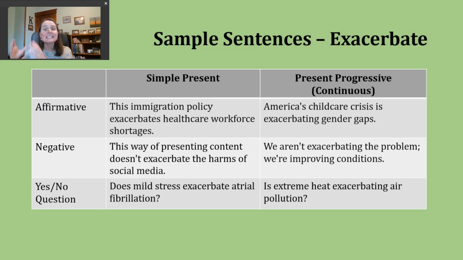So if the subject is I, you want to use am, and then that ing form the verb. If the subject is you, we, or they, use are, A-R-E, and then the ing form of the verb. Finally, if your subject is he, she, or it, use is, and then that ing form the verb. Here's another example. America's childcare crisis is exacerbating gender gaps.